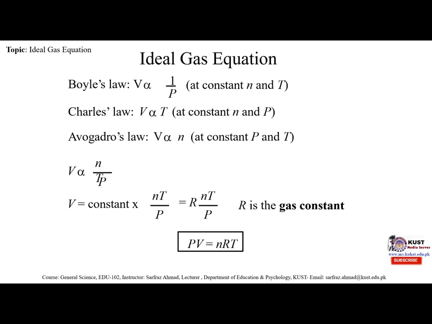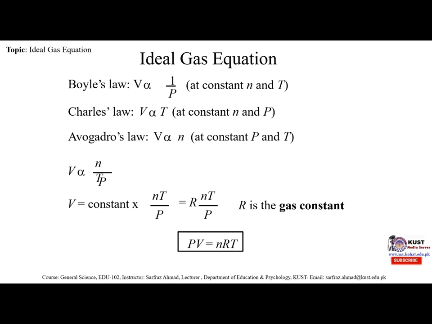So we can extract it from Boyle's law, Charles's law and Avogadro's law. Like Boyle's law states that volume is directly proportional to 1 upon P. In other words, we can say that volume and pressure are inversely proportional. Means when we increase the volume, then pressure will be decreased. And if we decrease the volume, then pressure will be increased.